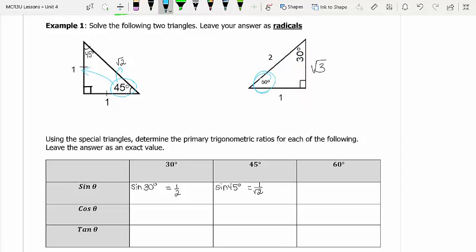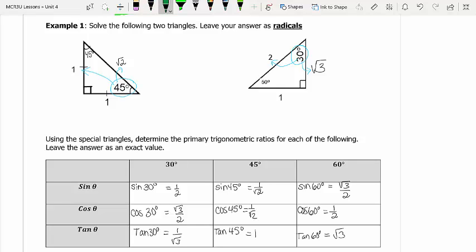Okay, so here's 60 degrees. So sine of 60 is going to be root 3 over 2. Okay, let's try cosine. So what's cos of 30 degrees according to our special triangles? Here's 30 degrees. Cos is adjacent over hypotenuse, so it's going to be root 3 over 2. Pause the video and fill out the rest of these spaces.